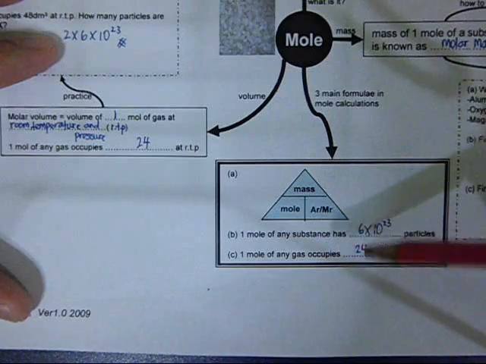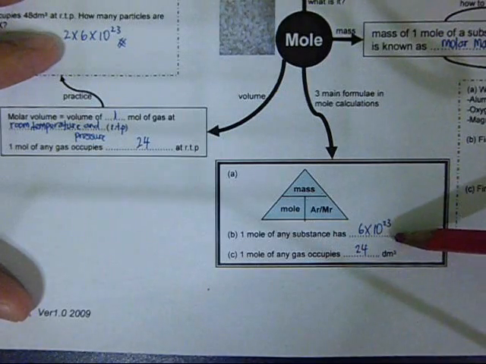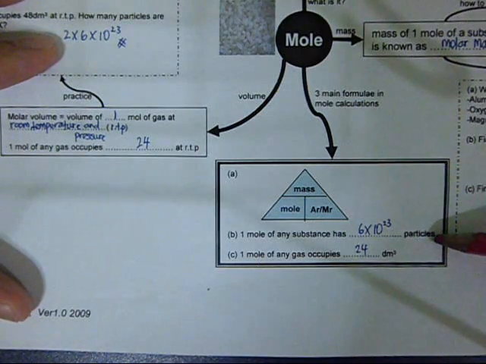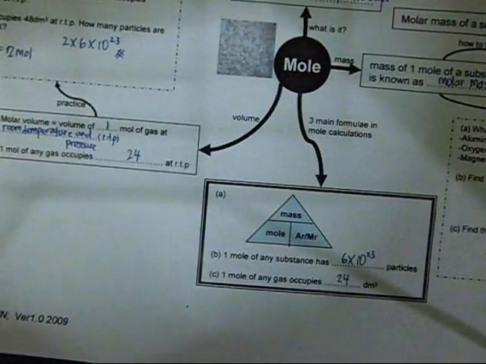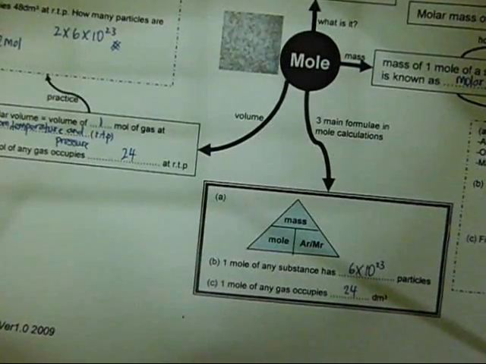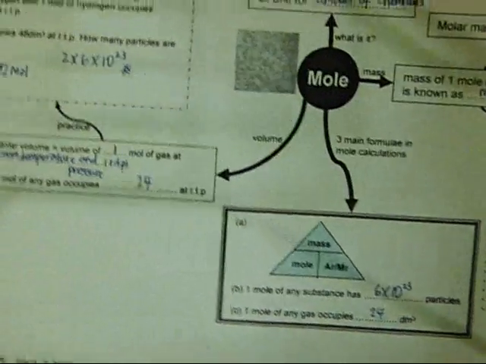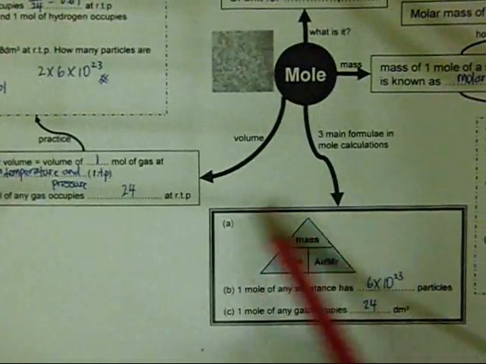Then you need to know 1 mole of any substance has 6 times 10 to the power of 23 particles, and 1 mole of any gas occupies 24 dm cube. Alright, so you have to memorize this box.